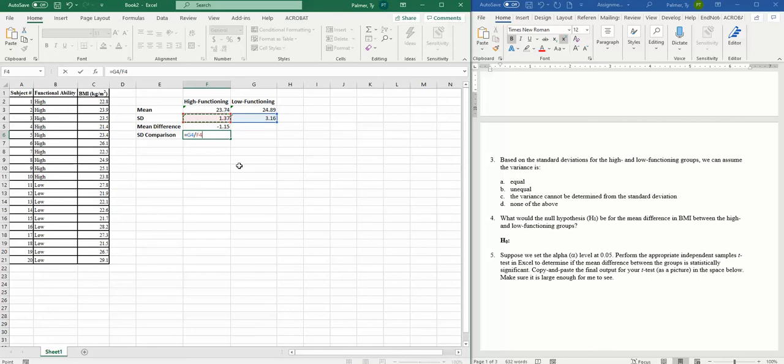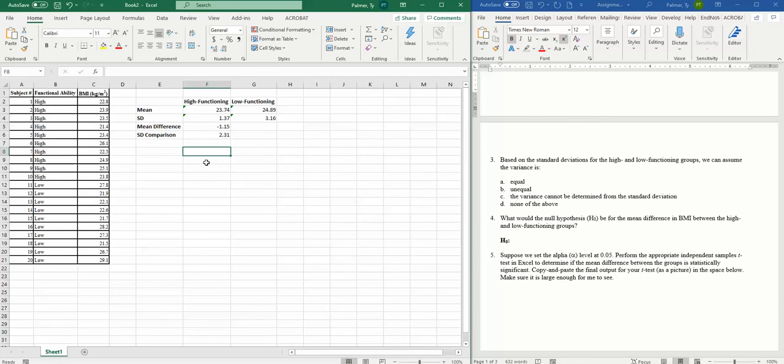Once we've done that, click enter, and that should calculate our standard deviation comparison. Again, in order to interpret this, we can decrease the decimal places to 2 decimal spots. And so we get a standard deviation comparison of 2.31.